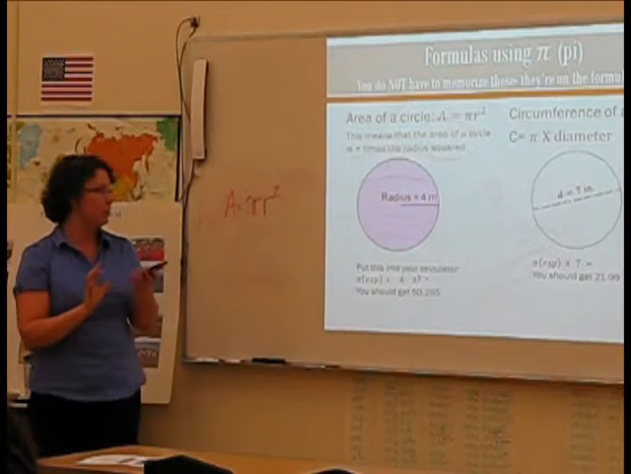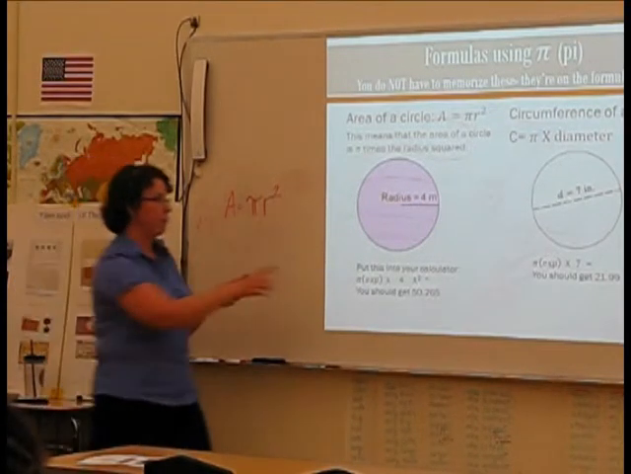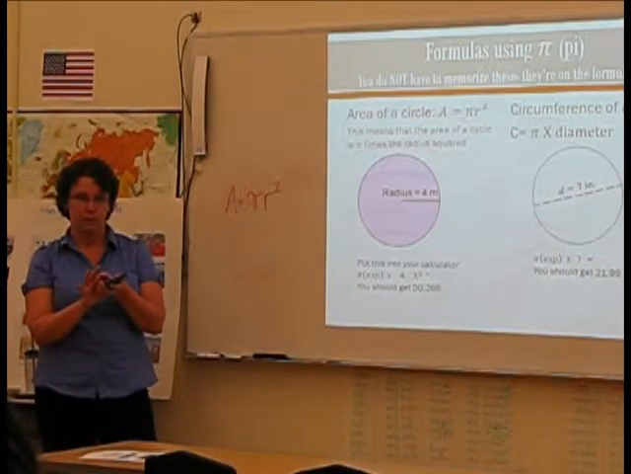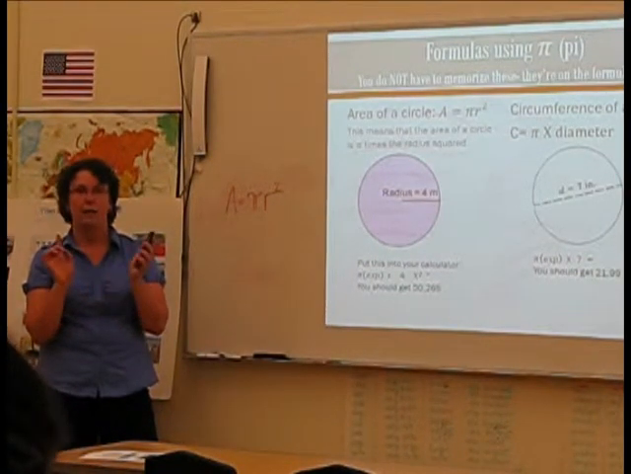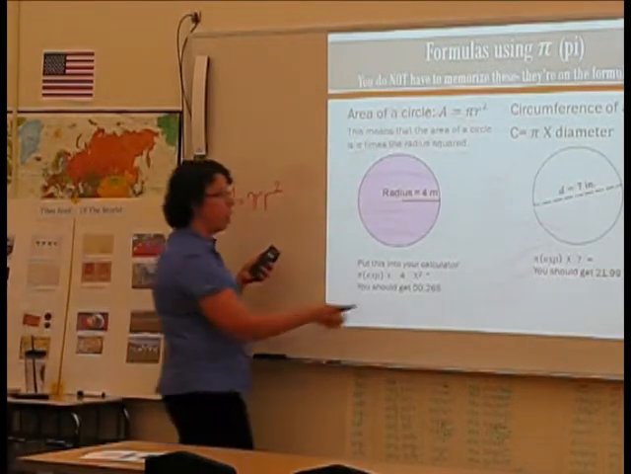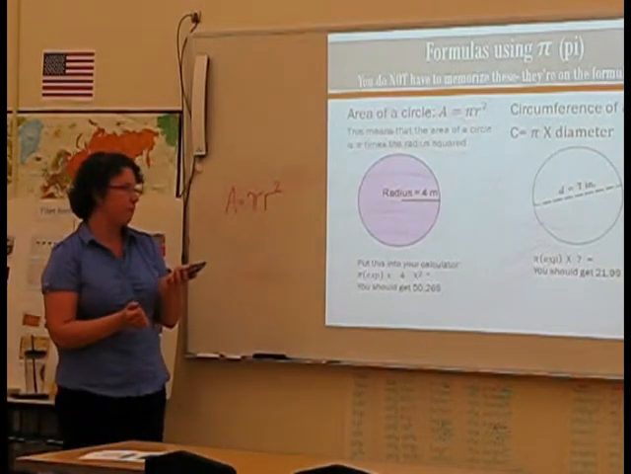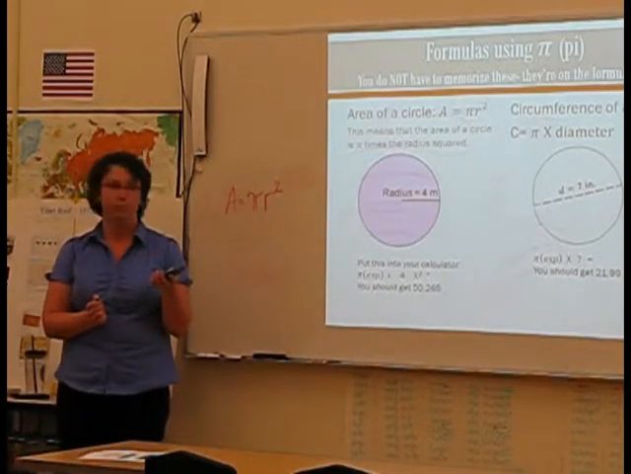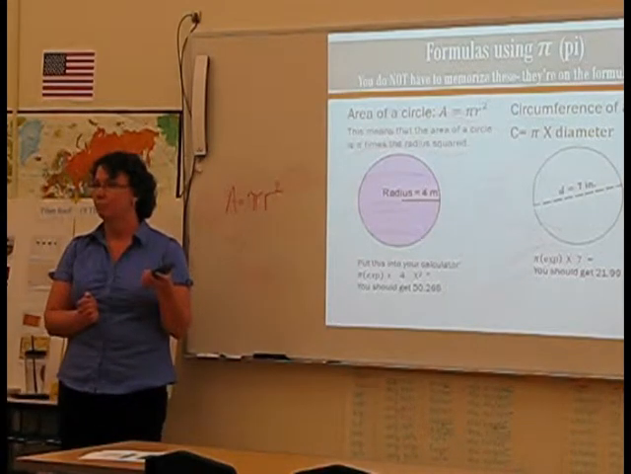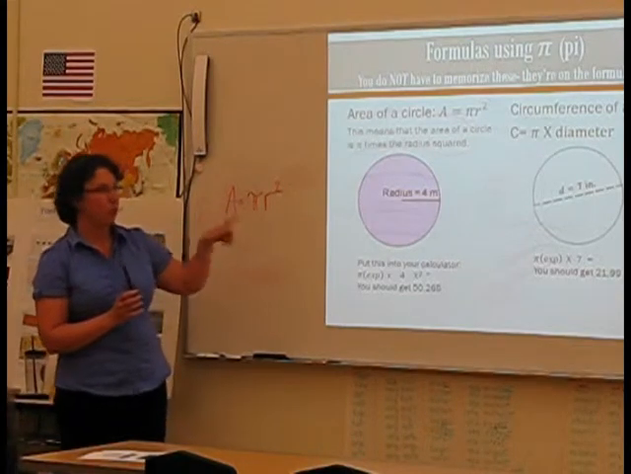So let's hit times. What's the radius? 4. Yeah. 4. And then the X square button. 16. And then here's the crucial thing. Equals. Because if I don't hit equals, all it's telling me is 4 squared. Hit equals and what do you get? 50.26. That's the area. Okay, that's the area.